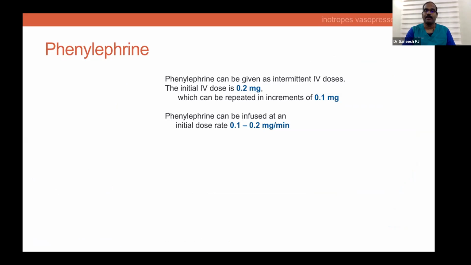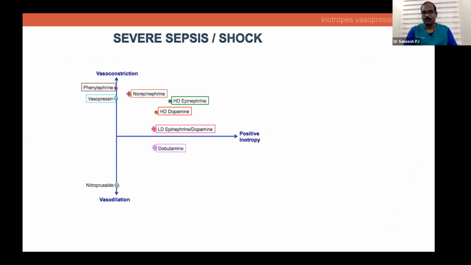Phenylephrine is again a pure vasoconstrictor. Initial dose is 0.2 milligrams, which can be repeated in increments of 100 mics. Some books mention it can be infused at an initial dose of 0.1 to 0.2 milligrams per minute and then down titrated depending on the response.